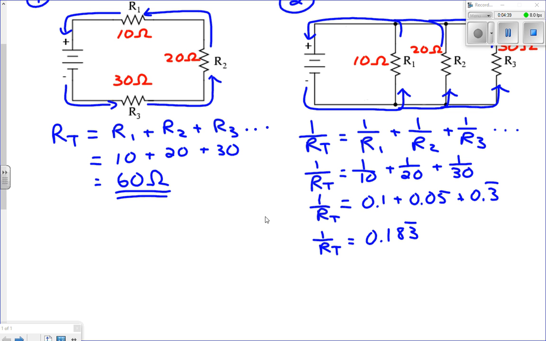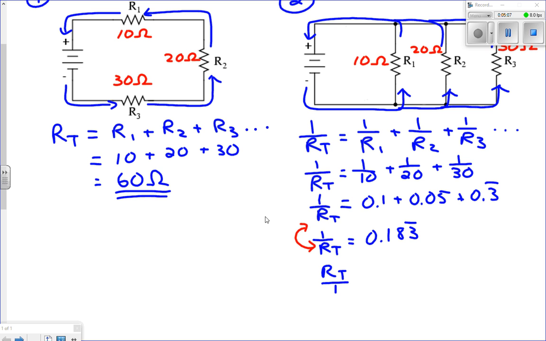Now that's not my final answer because that's 1 over RT is equal to 0.183 repeating. Well, what we need is we need RT. So technically we need the reciprocal. In other words, we need to flip this over. 1 over RT, we just want to flip it over into RT over 1. So that would be the reciprocal. And of course, RT over 1 is just RT.